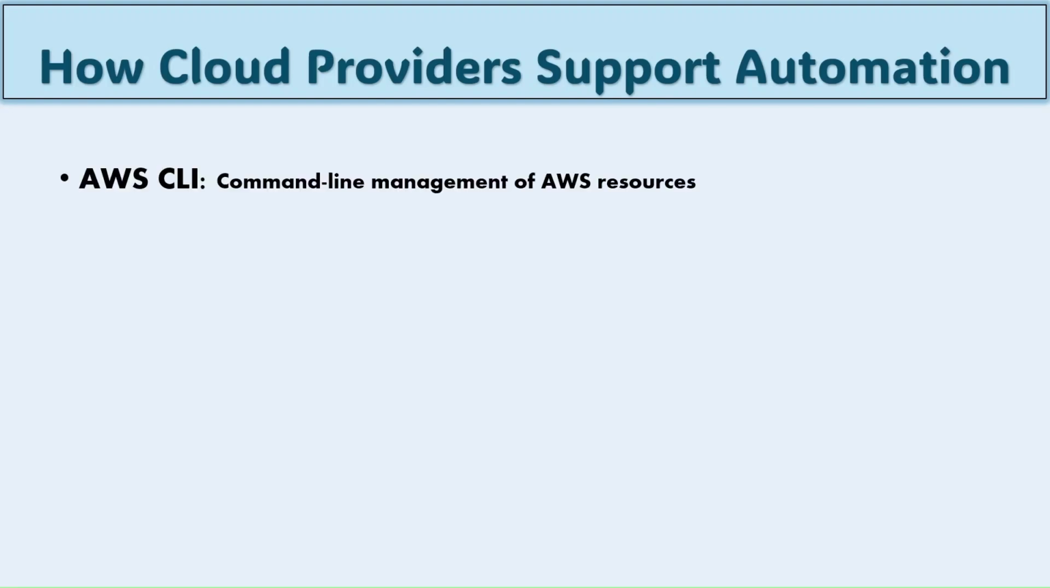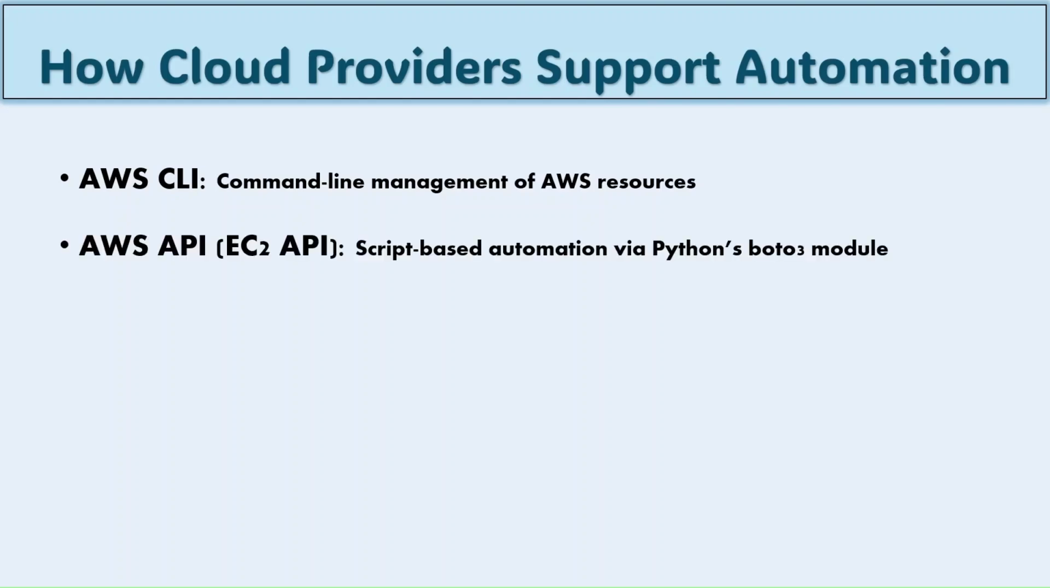The first one is AWS CLI. AWS CLI enables command line resource management. Basically, we can connect to our AWS through the command line interface. In today's video, we'll be having a hands-on on how to connect to our AWS and see the instances that we have created today. And the next tool is AWS API. Python provides us with a module called Boto3. With the help of this Boto3 module, we can connect to our AWS and it allows us to perform script-based automation.